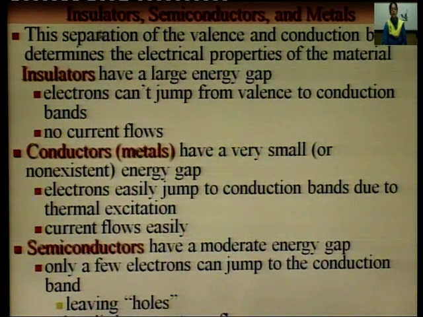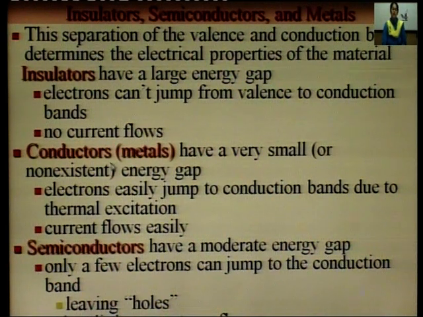So now let's define what are insulators. This separation of the valence and conduction bands determines the electrical property of the material. In the previous slide we have seen the valence band and conduction band. So in insulators, what happens? Insulators have a large energy gap. Electrons can't jump from valence to conduction bands, so no current flows. So insulators are bad conductors, no current flow.